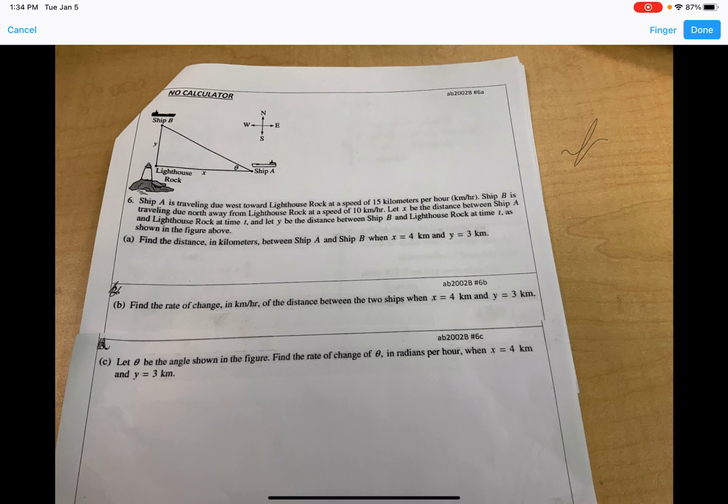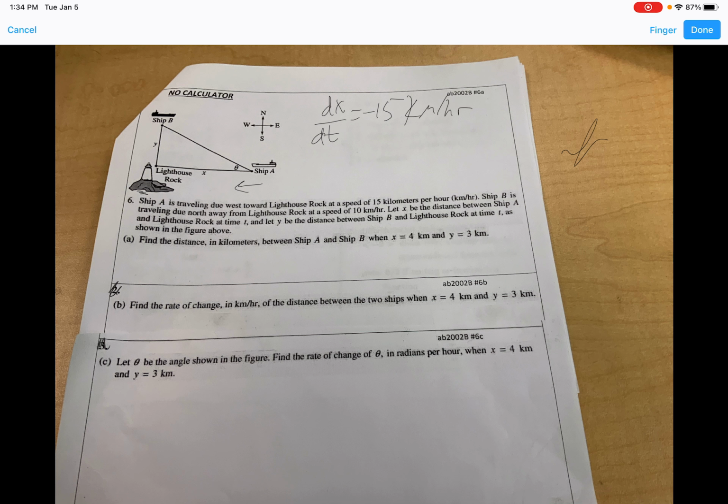Okay, so I'm just gonna go through part C here, just because we rushed it at the end of class. So just to review, we know that this boat, ship A, is going this way. That means X is getting smaller. So my rate at which my X length is changing is going to be negative 15 kilometers per hour.